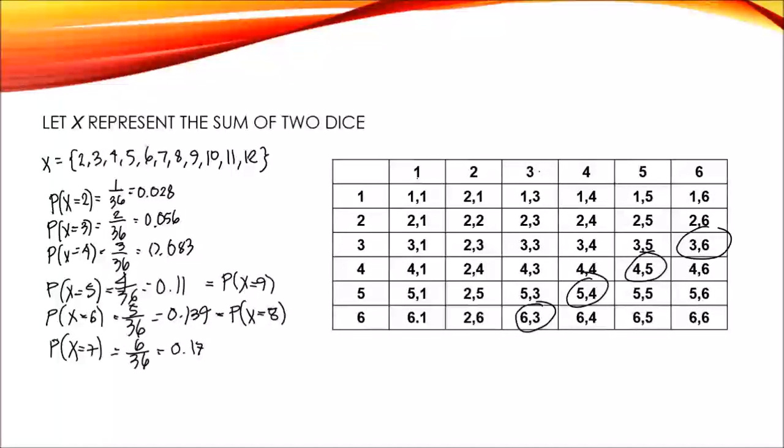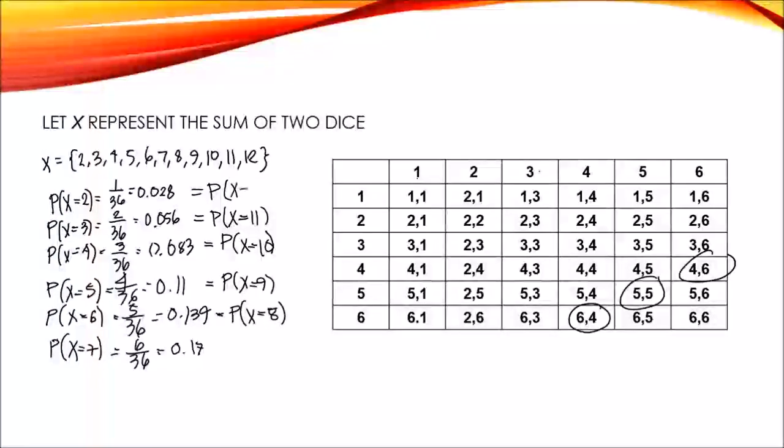Now for the probability when the sum is equal to 10, we have 3 possible combinations. We have 6, 4, 5, 5, and 4, 6. So we have the same probability as x equal to 4. And so on. Okay, so these are the probability distributions when our x represents the sum of two dice.